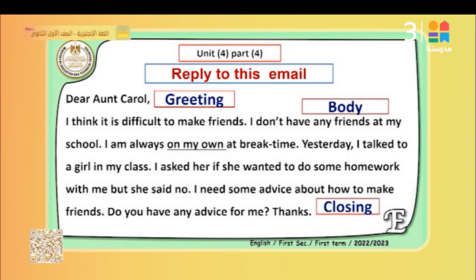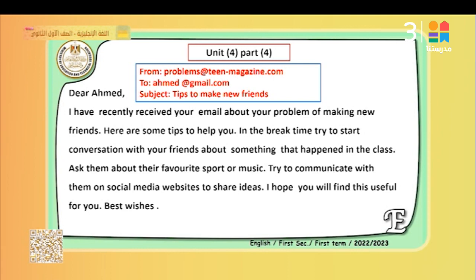So first we have the header, then we have the greeting, dear Aunt Carol. We have the body, the reason why we write this email, and then the closing. This is the end of the email. Can we write a reply to this email? Yes, of course. We can write the header as you see, from problem teen. Here the magazine is the one that will send the email to Ahmed. From the problem teen magazine to ahmed@gmail.com, and the subject: tips to make new friends. And you remember the word tips? We said that tips means advice, but the word tips is countable.